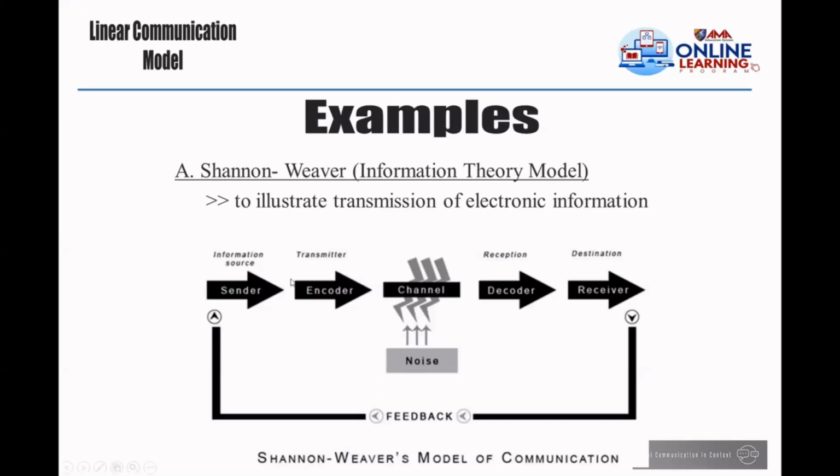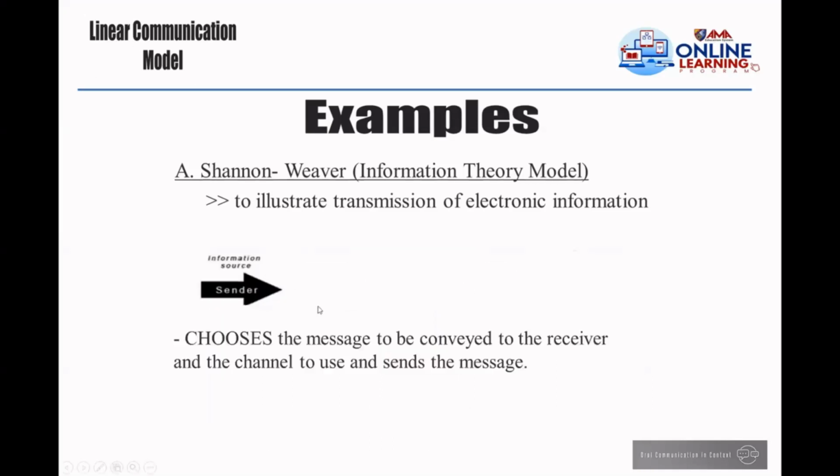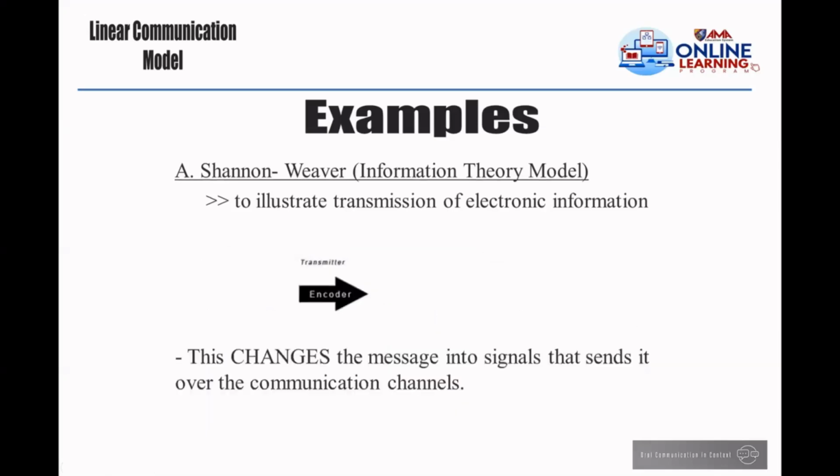Okay, for the sender, the information source chooses the message to be conveyed to the receiver and the channel to use, and sends the message. Basically, this is the person who will construct the message, who will send or encode the message. Okay, next is the encoder, the transmitter. This changes the message into signals that it sends over the communication channel.